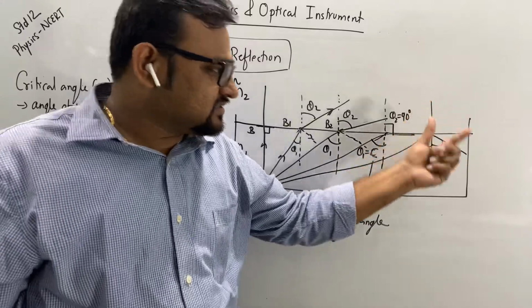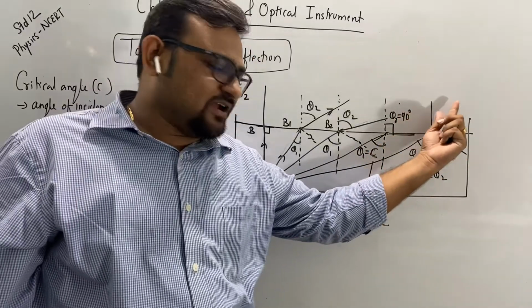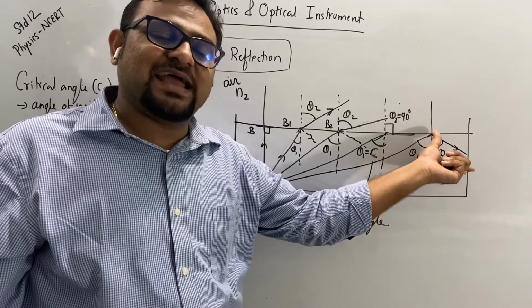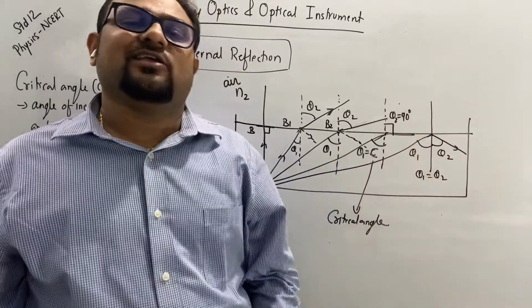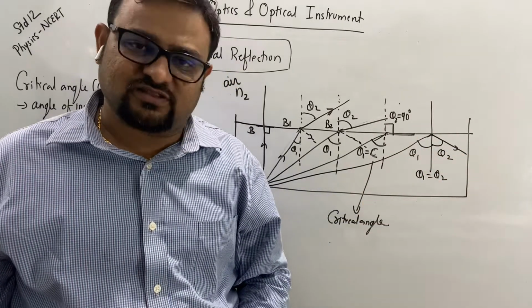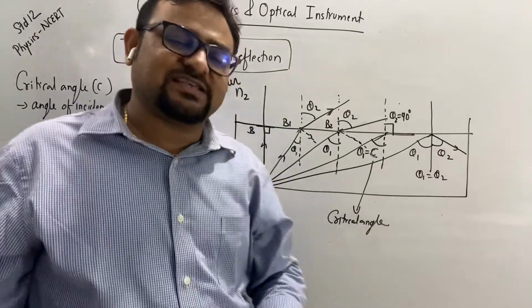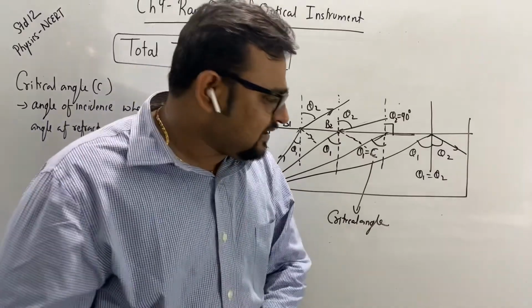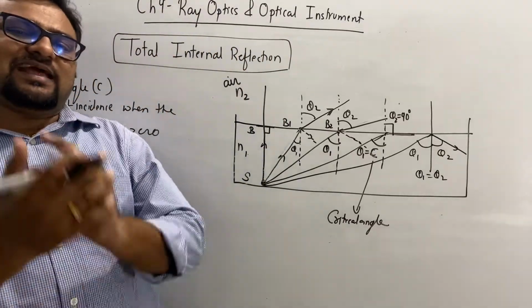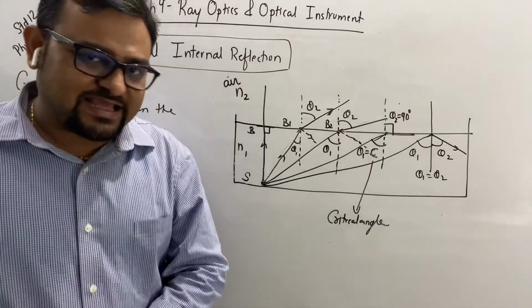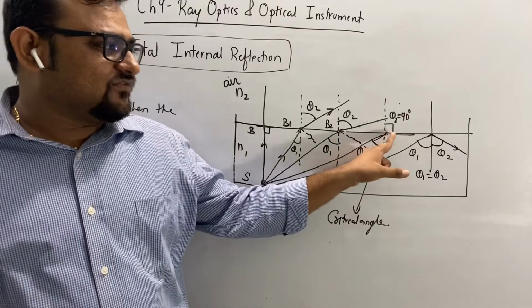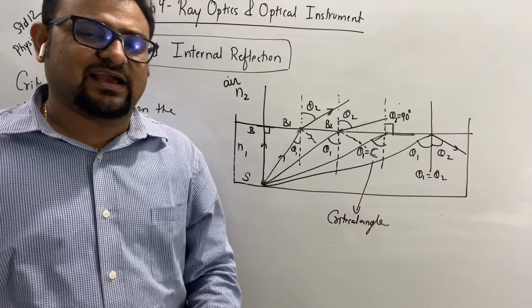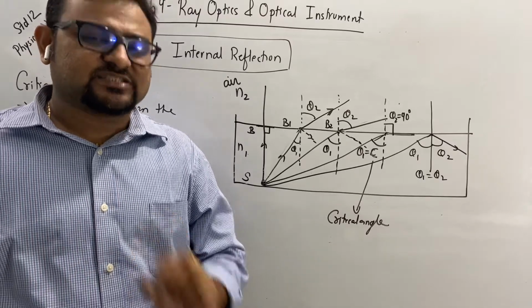Clear? Now in this case, there is no refracted ray. That means the total intensity will be in the reflected ray, and this will obey the laws of reflection, that is theta 1, angle of incidence, equal to theta 2, angle of reflection. Clear? So now remember the important thing: the angle of incidence at which the angle of refraction is 90 degree is called critical angle. We will name it as C.